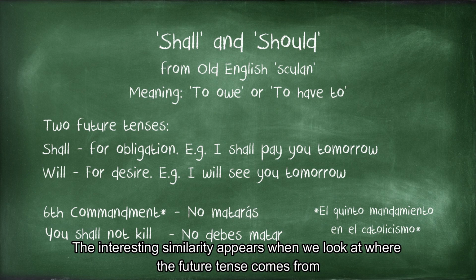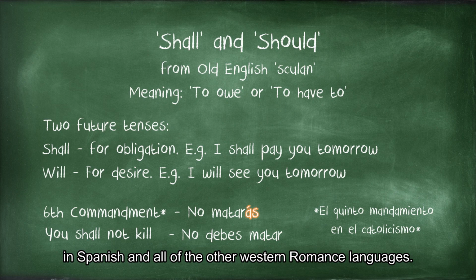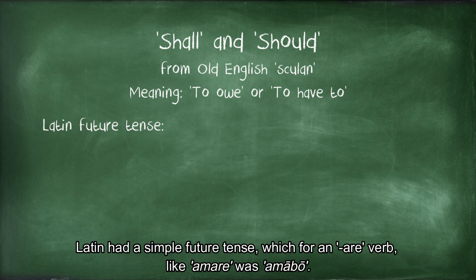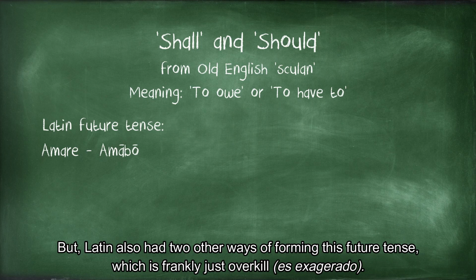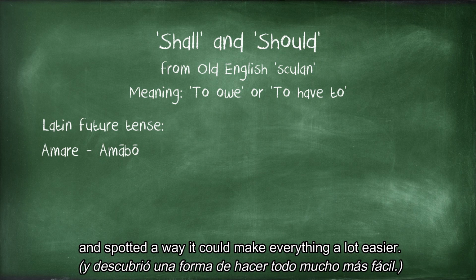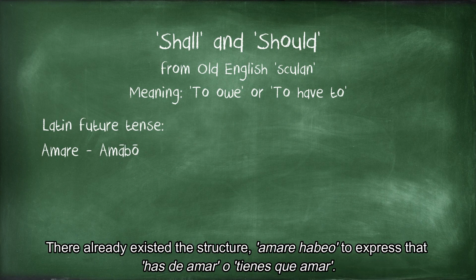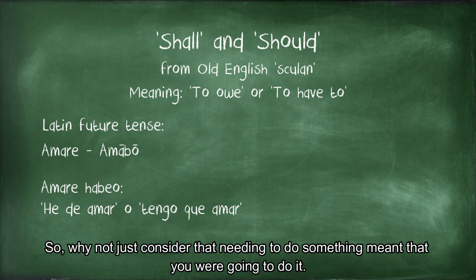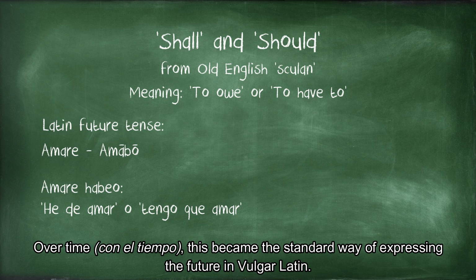The interesting similarity appears when we look at where the future tense comes from in Spanish and all of the other Western Romance languages. Latin had a simple future tense, which for an are verb like amare was amabo. But Latin also had two other ways of forming this future tense, which is frankly just overkill. But then Vulgar Latin came along and spotted a way it could make everything much easier. There already existed the structure amare habeo, to express that has de amar, tienes que amar. So why not just consider that needing to do something meant that you were going to do it? Over time, this became the standard way of expressing the future in Vulgar Latin.